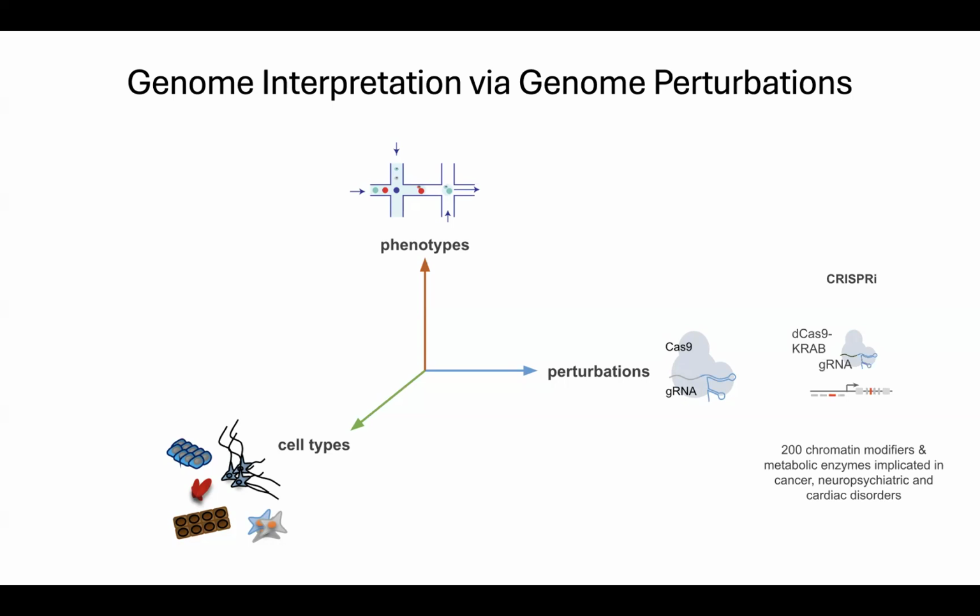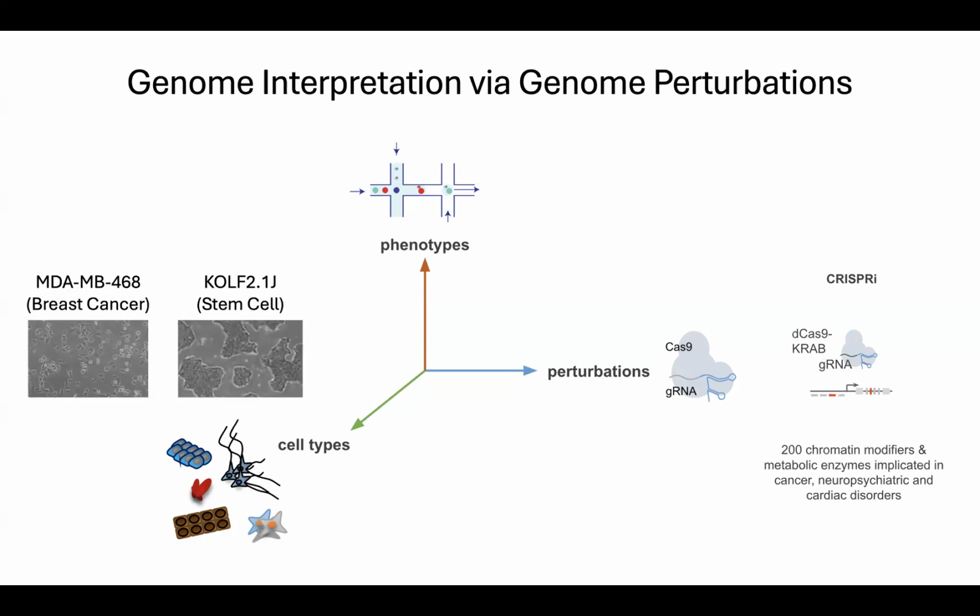And so we do this across two different cell types. I'm going to talk today about the COLF 2.1J stem cell line, but we've also repeated this experiment in the MDA-MB-468 breast cancer cell line.